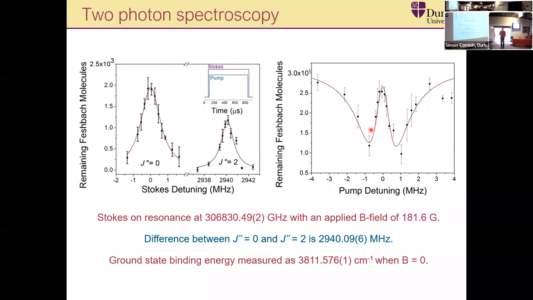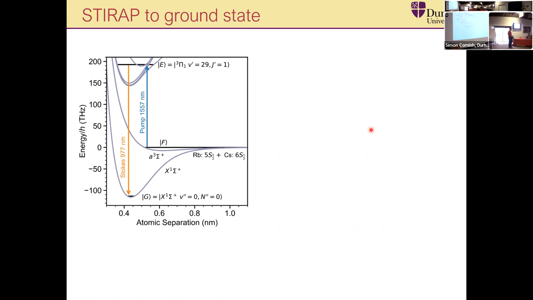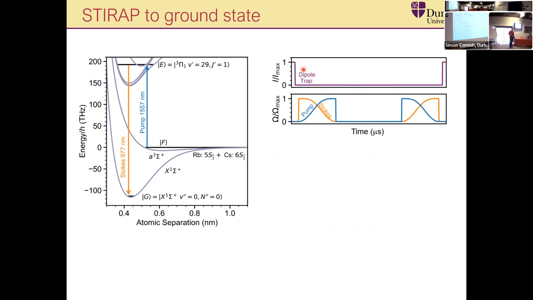So then everything is locked, we find the transitions, we're sitting on the transitions, and then you do STIRAP. In our case, we turn up the dipole trap. I'll explain why very shortly. And then we do the pulse sequence that I've already described. We turn on the Stokes, ramp that off as we ramp on the pump, and this transfers us to the ground state. As I explained last time, every single time we detect a molecule, we break it apart into atoms and image the atoms.